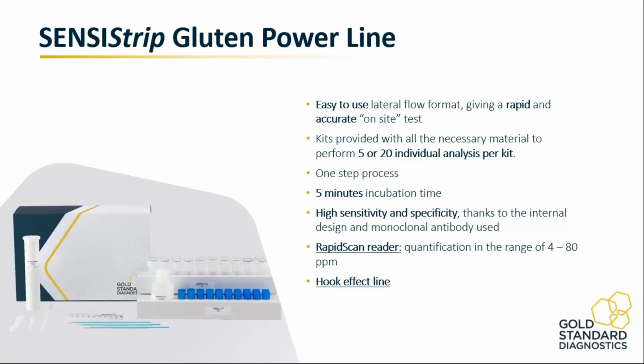We offer the possibility of quantification in a range between 4 and 80 ppm with the rapid scan reader, and we also offer the possibility of detecting the hook effect with the hook effect line in case we test highly concentrated samples. Anyway, at this point, I would also like to mention that the aim of this kind of rapid method, or even the ELISA, is to detect traces, right? If there has been some kind of contamination. Of course, if gluten or wheat is an ingredient in the sample, it makes no sense to take an analysis. But anyway, just in case, this way we are always on the safe side.